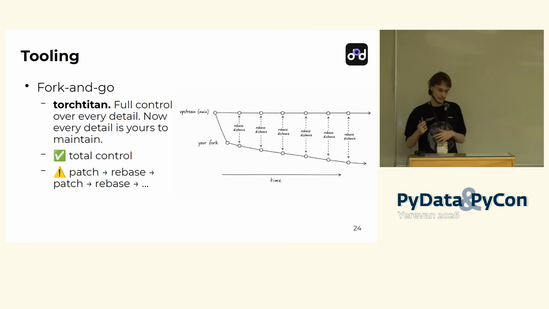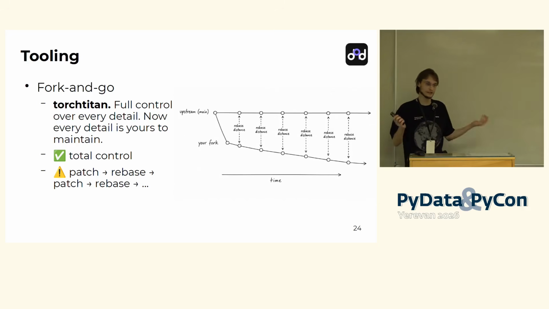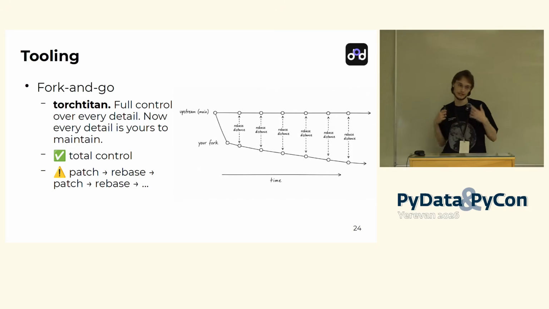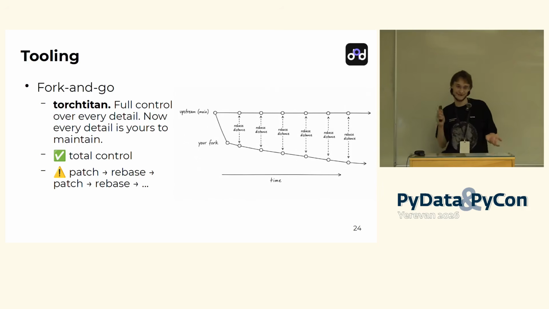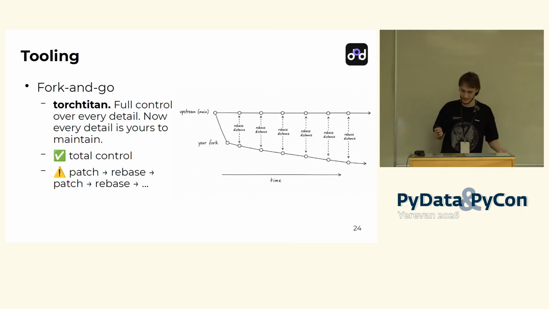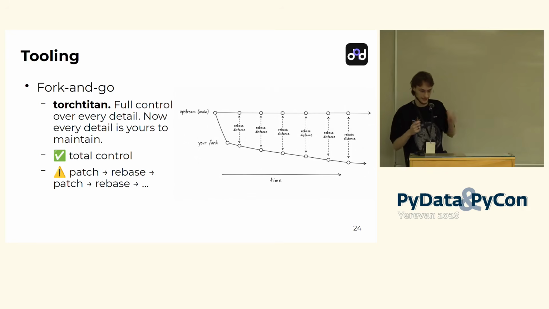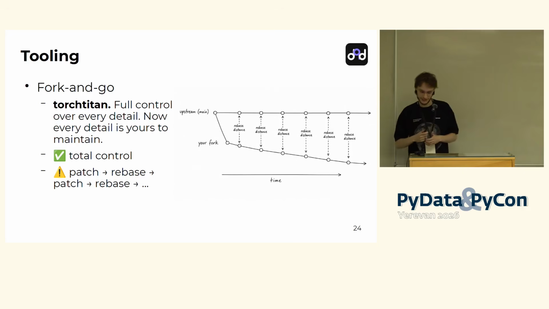Another one is an example of a fork-and-go repository. It's Torch Titan. It was made by the PyTorch team, and I really like Torch Titan, actually, because it gives you full control over every detail. But now every detail is yours to maintain. So if you want to patch Torch Titan, you have to fork it. You have to maintain a distance between your patch for your own local model and the mainstream. So sometimes they may merge it or they may not.